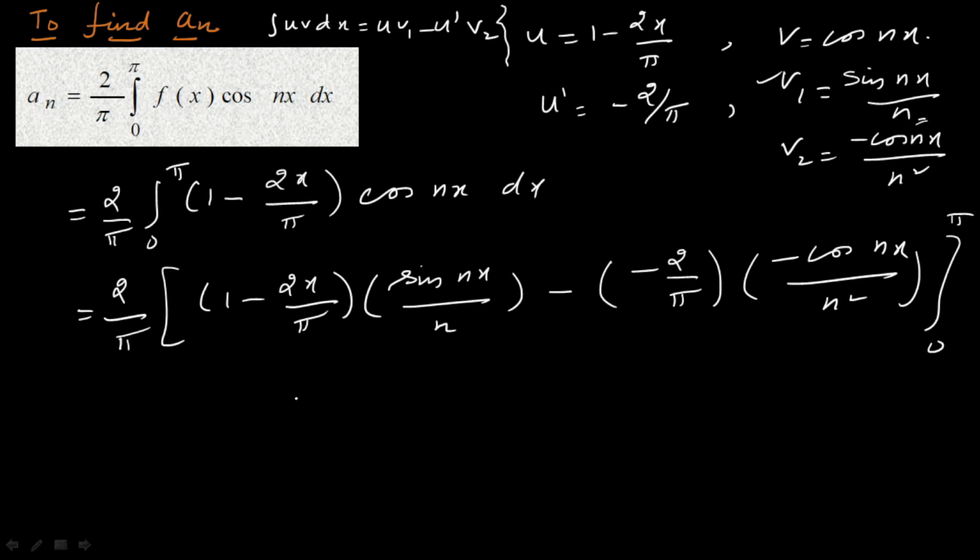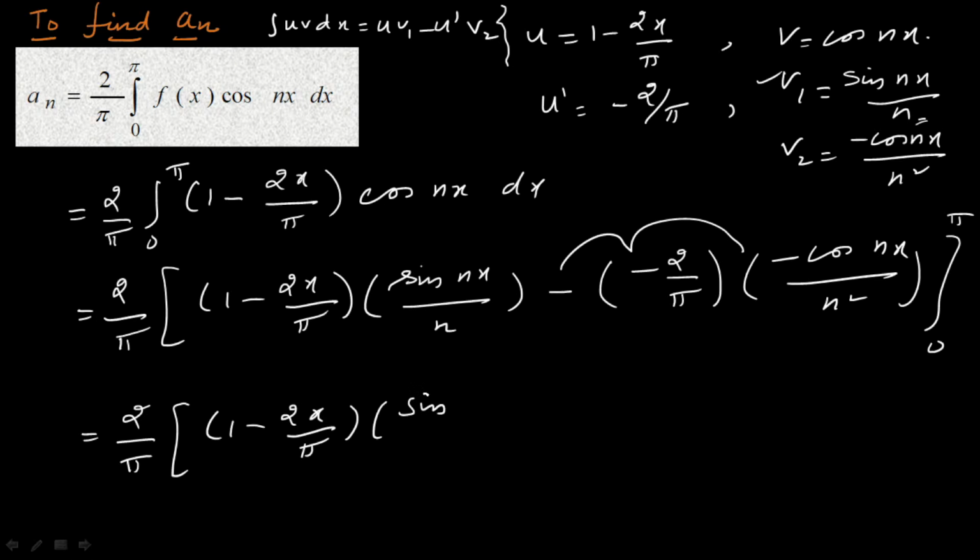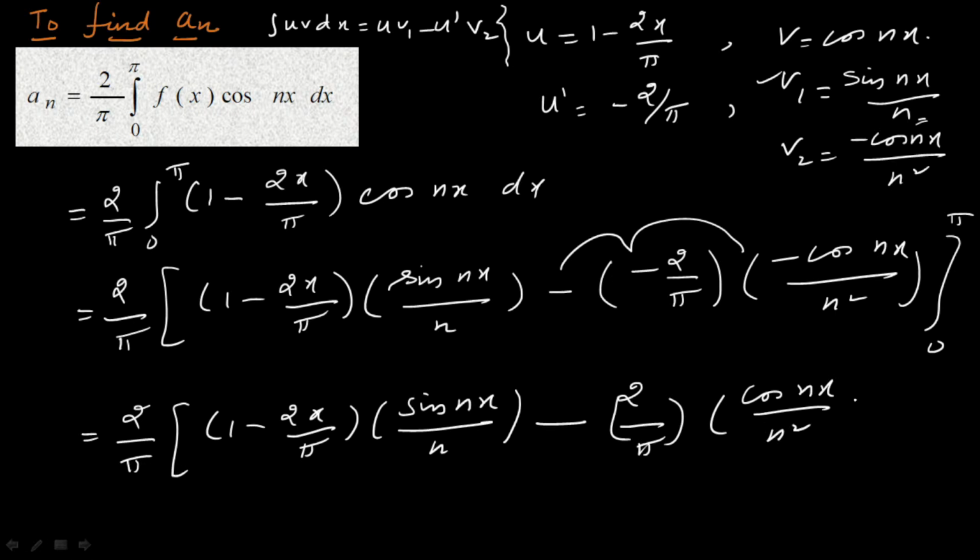So let me simplify first the symbols. So here you have 3 minus. In the next step we will substitute the limits. So first term, there is no change, write it as it is. Here you have 3 minus, so finally we have minus itself. So 2 by pi cos nx divided by n square with the limit from 0 to pi. So these are the places we have x term.